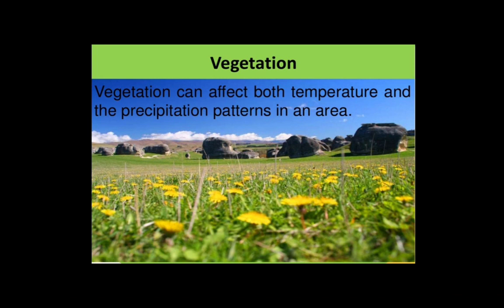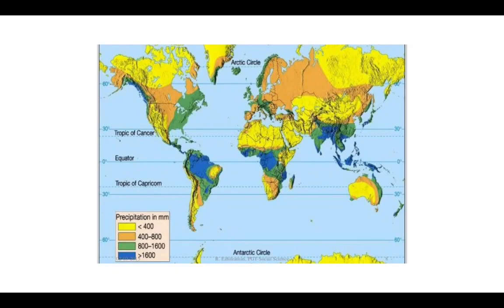So we can say that vegetation can affect both, and in some areas the vegetation also favors precipitation, whereas in some areas the vegetation does not support precipitation and does not support low temperature.